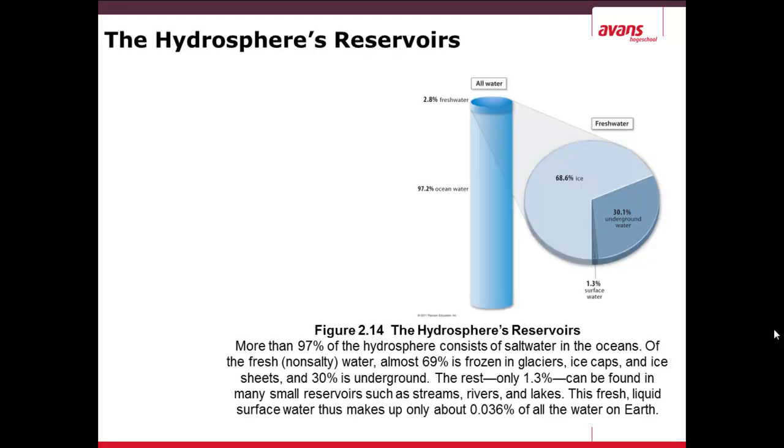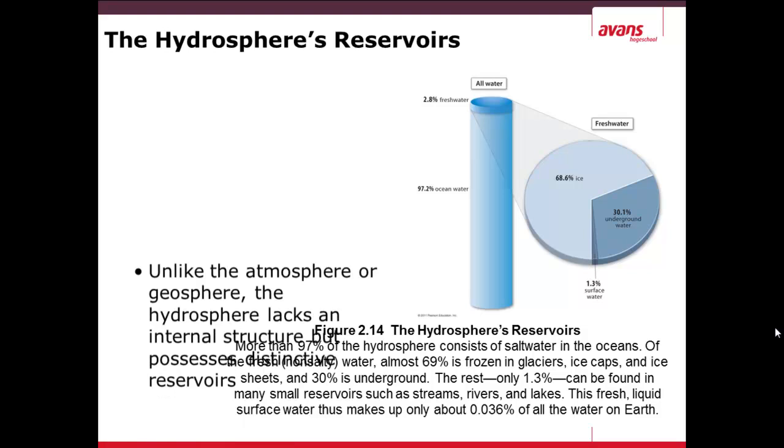The hydrosphere, if you see 100% of the hydrosphere, 97.2% is ocean water, salt water, and only 2.8% is fresh water. You see this in the figure on the right. And of this 2.8% fresh water, 68.6% is ice, 30.1% is underground water, and only 1.3% of all fresh water is on the surface.